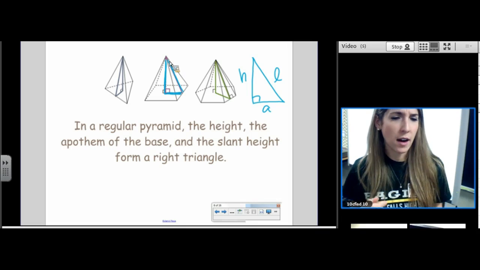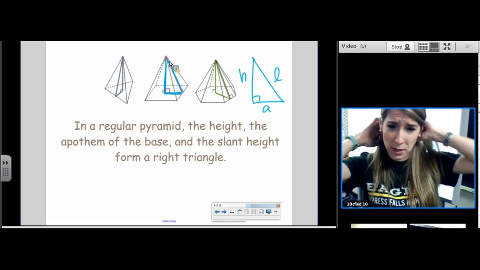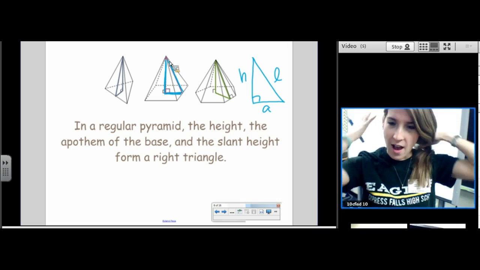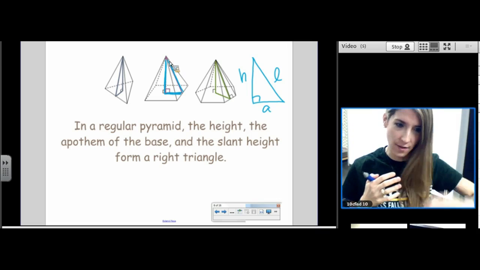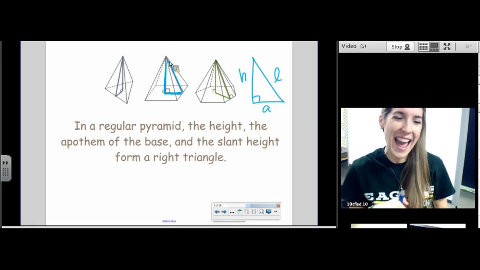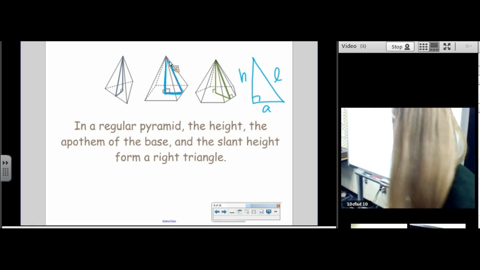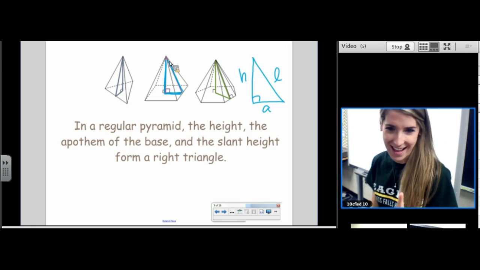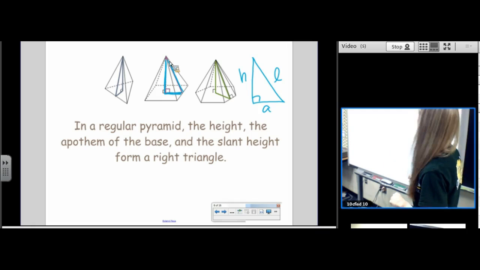Trig will be rare, if at all. I can't remember. I don't think there's as much trig because there's so much more going on in a 3D solid. I don't think we're going to make you do trig inside of it. Yay! Don't quote me on that, even though this is recorded.